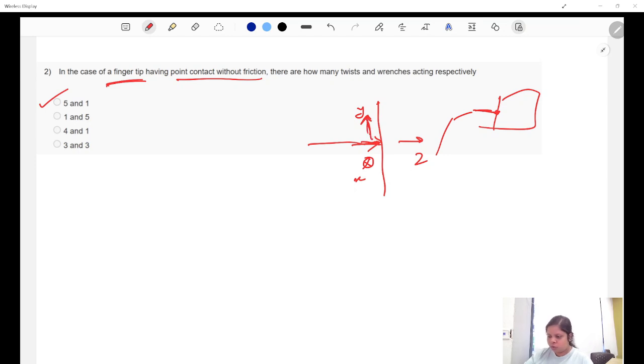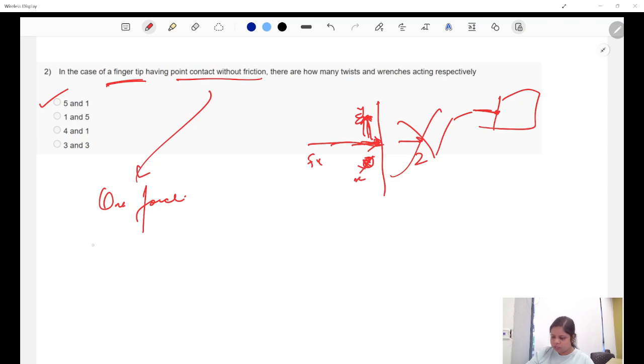So if you don't have friction in any of these directions, we won't consider them because we are anyway going to apply the force in the normal direction. So it allows only one force, this force. You can't move in any of these directions because you don't have friction. For moving in any direction, you need friction. So a point contact without friction allows only one force, which is the normal force.